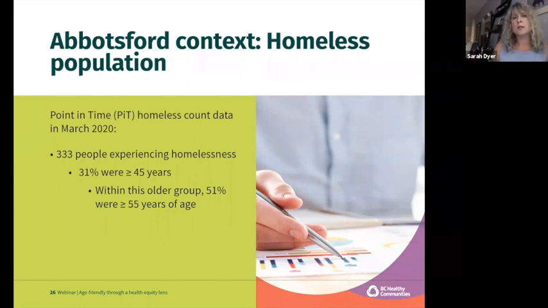It's actually not reported completely correctly there. That's my fault. Seniors are defined as 65 plus, so 45 to 64 is older adults, 65 and older are seniors. Then those who are over 55 years of age make up 51% of this group of older adults.